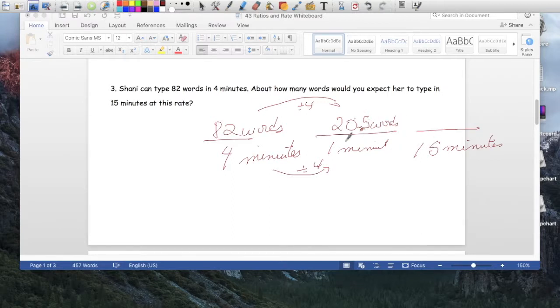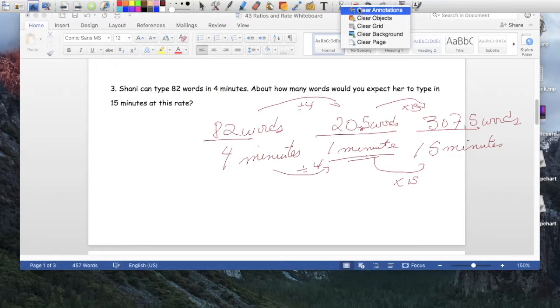Now, look how easy that is when I use the unit rate. I can go from 1 to 15 very easily, times 15, and I'm going to multiply the top times 15, and I have no idea what that is, 300 and something, 307.5, am I right? 20.5 times 15, and I'm right, 307.5. So she can type 307 and a half words in 15 minutes. So the key thing here was getting to the unit rate, which made life much easier for me.